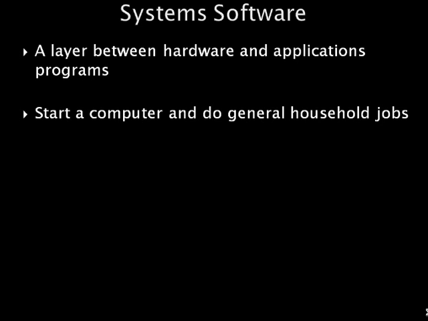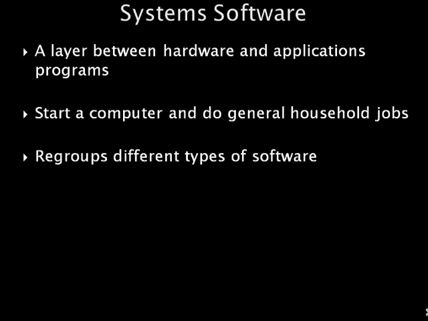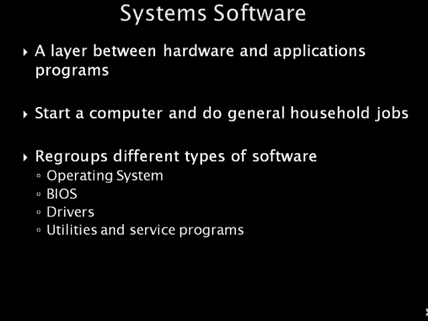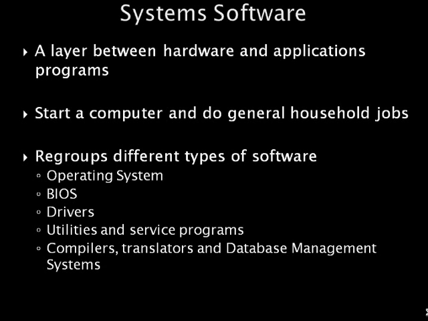System software is a very generic term, and under its umbrella, it regroups many different types of software. They all have their different specificities and will be responsible for different operations in the computer. The different software are: operating system, which is the main part of system software; BIOS, drivers, utilities, and service programs; compilers, translators, and database management systems. We will elaborate more on the different types of software in the next section.